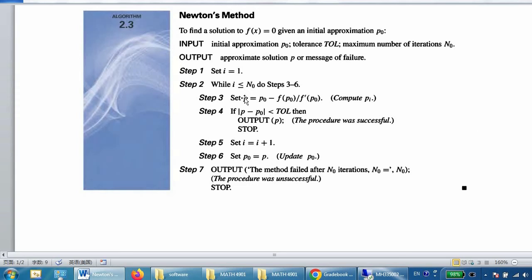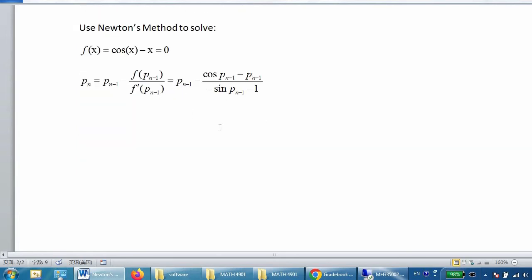For example, if i equals N0 plus 1, that means we couldn't find a P that satisfies this condition. So that means our method failed. Now let's take a look at these examples.